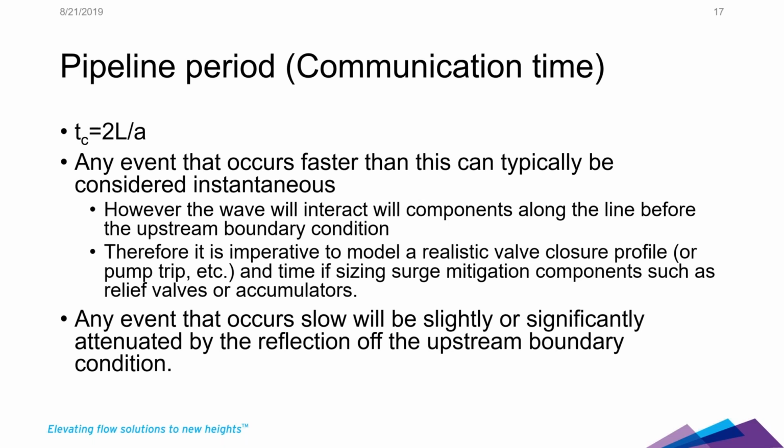Your relief valve might not be at your upstream boundary condition, because that's a terrible place for it. You want your relief valve as close to the source of your surge as possible. So if it's right there, you can think of it as a different communication time. Your T sub C is going to be the length from your valve to your relief valve. That's going to start to matter, okay? So if those are actually really close, your T sub C is going to be pretty small, maybe on the order of milliseconds. So getting your valve closure accurate is going to matter for those.